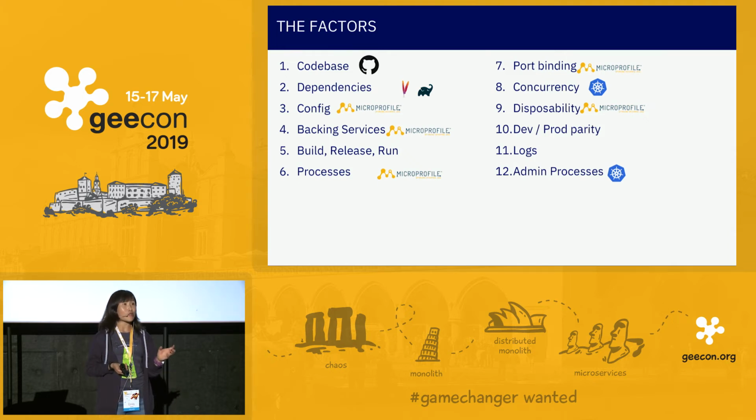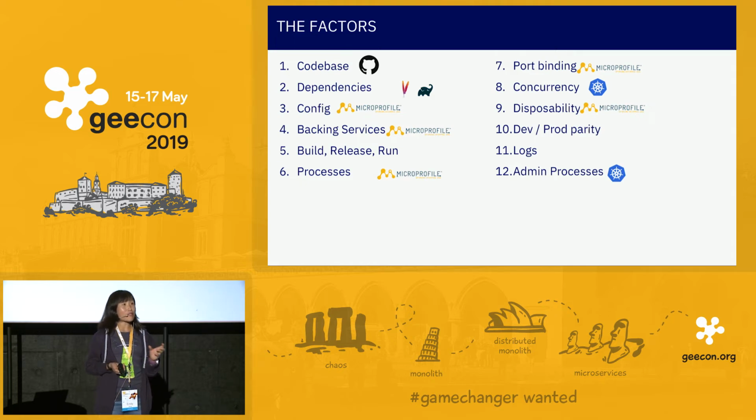Each microservice should have its own dedicated project, a dedicated GitHub repository. So you use GitHub to solve the problem. Dependency, Maven or Gradle. And config, you can use MicroProfile. And backing service, you can use MicroProfile config to directly configure the backend service as well.